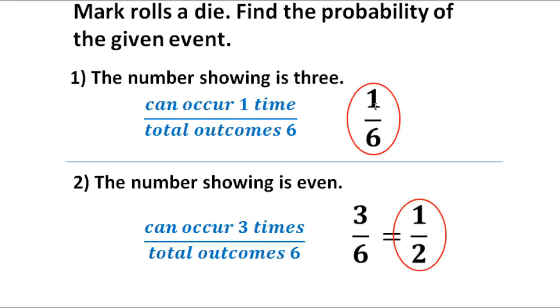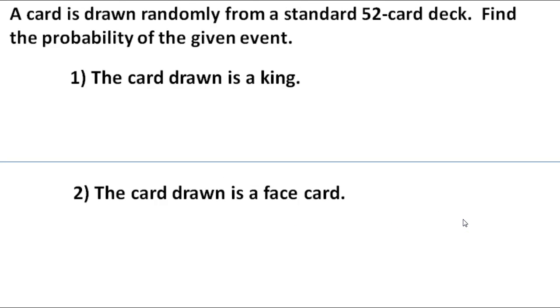Check your answers here to make sure that you got the right answers. Showing a 3, there's only 1 three on a 6-sided die. So 1 divided by 6 would be your answer here. Even, there are 3 different even ones. You've got 2, 4, and 6. So your probability would be 1/2 on that one. Let's try another one. Here we go. Now just pause the video right now and you can come back after you've got your answers.